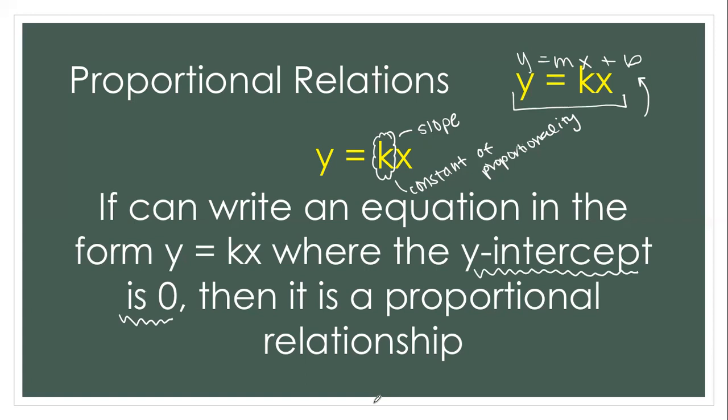So there are a couple of big, important things that we need to remember about proportional relationships. The k was just the slope, or the constant of proportionality, and I know that because the coefficient of x is the number multiplied by x. And a proportional relationship always has a y-intercept of 0.